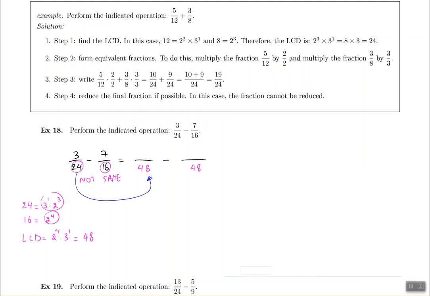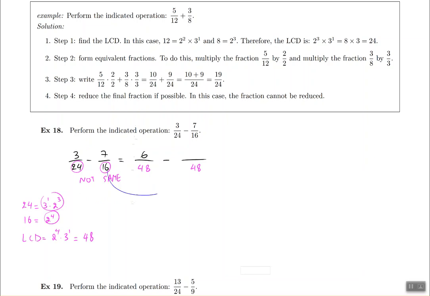Well, normally you would multiply it by 2. So since we're multiplying the 24 by 2 to make it 48, we're going to do the same thing again with the 3 and multiply that guy by 2 as well. So 3 times 2 will be 6. So this is the equivalent fraction to the first one. We repeat the same process again with the 16.